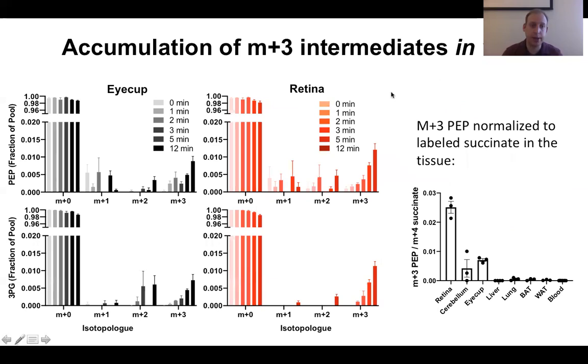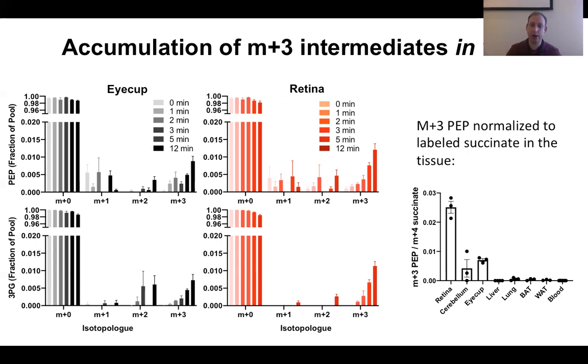And that's exactly what we see. When we look in retina and eye cup, we look specifically at M+3 labeled PEP to see that heavy labeled PEP that came from succinate. And it's increasing over time in both the eye cup as well as the retina. And that increase is present in both the PEP pools as well as the 3-phosphoglycerate pools. That's an even further upstream glycolytic intermediate, which shows that 2 different molecules in glycolysis are both accumulating heavy label that originated from succinate. So that shows gluconeogenesis is happening in both these tissues.